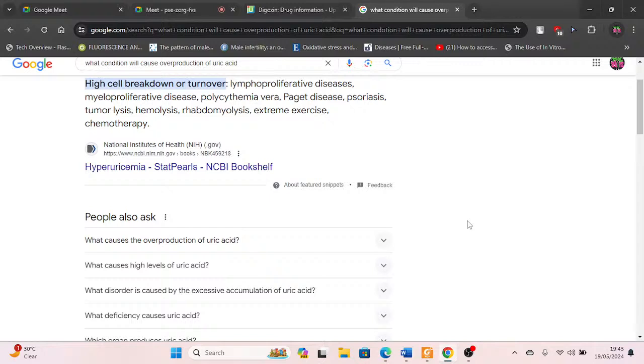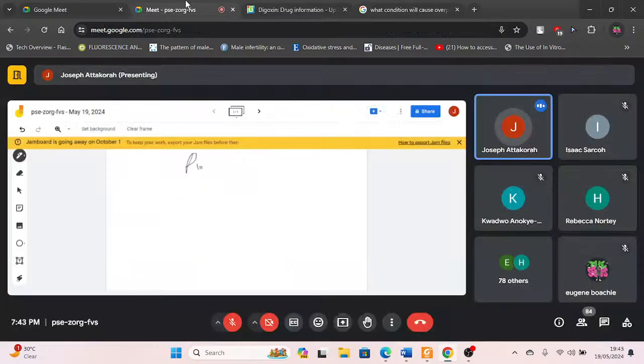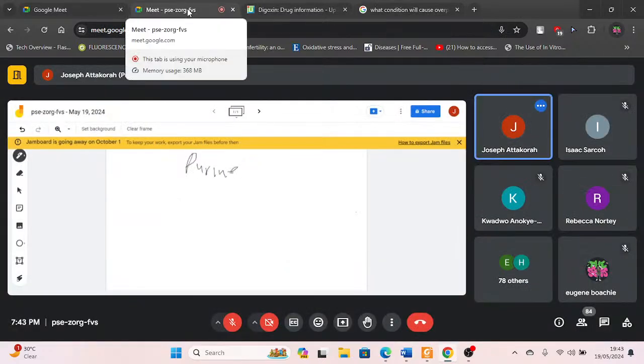So let's talk about the pathophysiology of gout. Gout is normally caused by anything that can produce purines. Anything that can produce the substance purine can cause gout. The patient has that risk of getting gout.